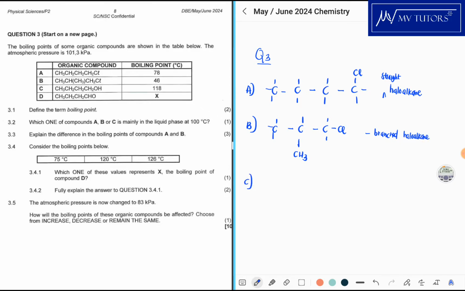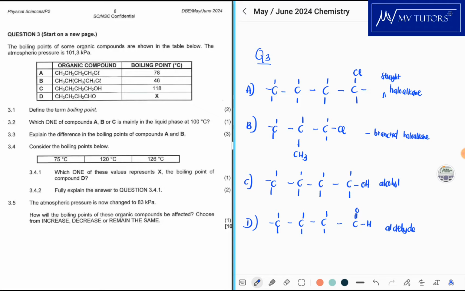Okay, now C, again CH3, CH2, CH2, and then CH2, but I have an OH group, so this is an alcohol. And then D, I have a CH3, CH2, CH2, and then C, just HO, so there must be a double bond, and then H. Okay, let me just put it in. So this is an aldehyde.